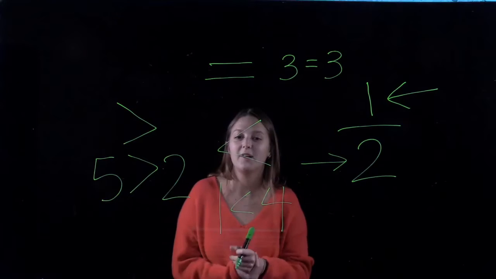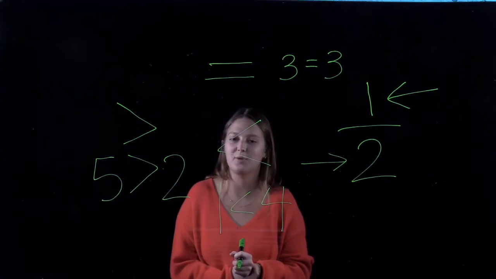Now that we have reviewed, let's learn how to compare fractions using 4 strategies. The first strategy is common denominator. If both denominators are the same, the alligator eats the greater numerator.